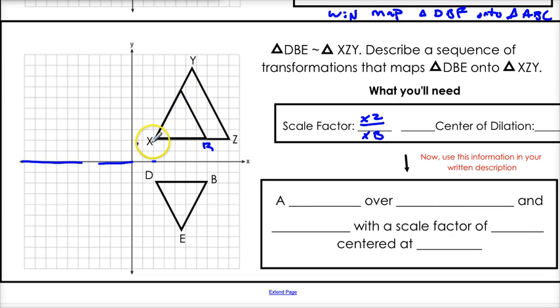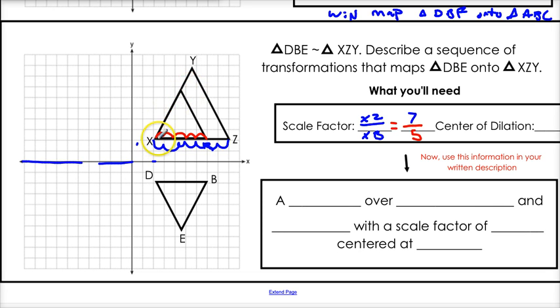Let's count XZ: 1, 2, 3, 4, 5, 6, 7. And XB is 1, 2, 3, 4, 5. 7 over 5 is our scale factor. All right, just our image over our pre-image. We pick a side. Now, the reason I didn't pick this side over here is because you can't count across, right? I can't count like this. So it makes it really hard to do.